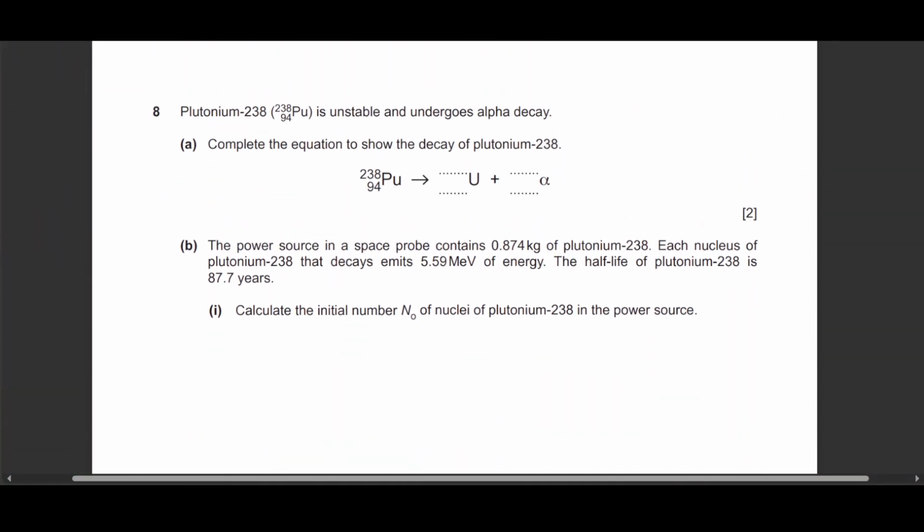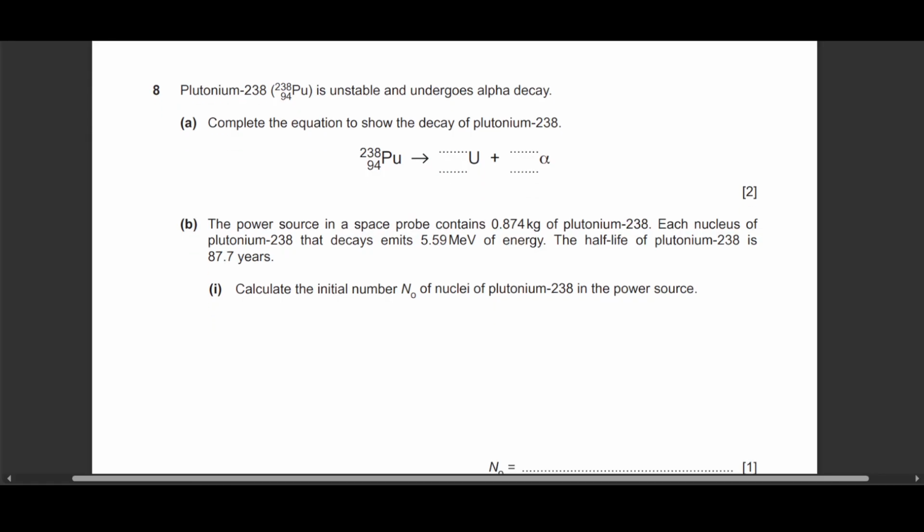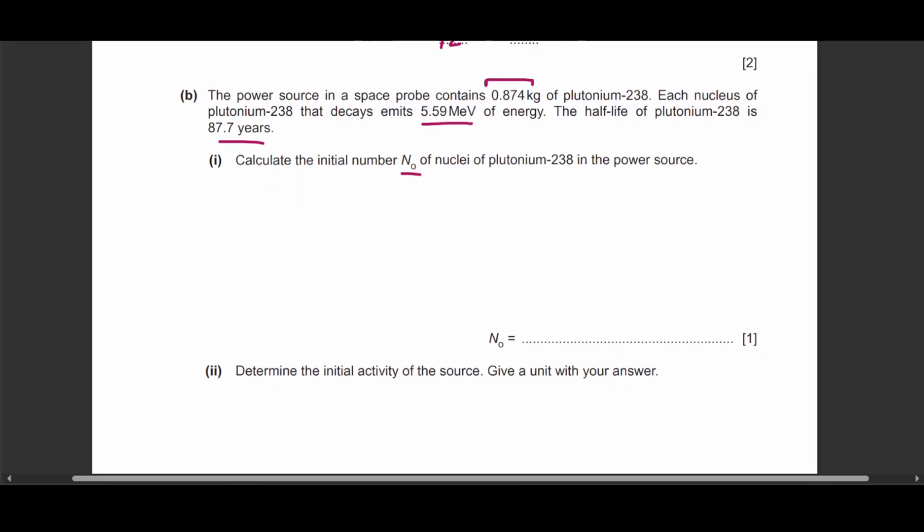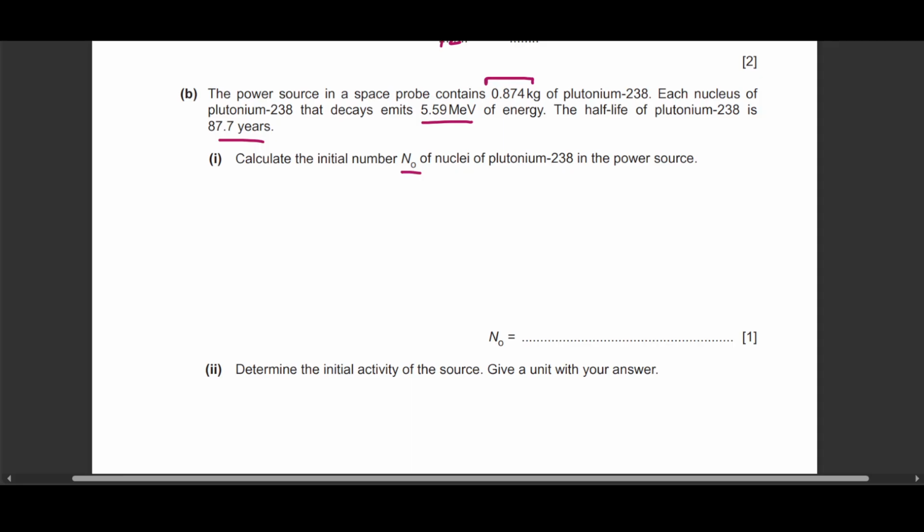Okay, moving on to the next question. So plutonium 238, complete the equation. Alpha is 4 2. This is from memory, and then we just subtract it. So this is going to be 234 minus 92. He says 0.874 plutonium, each nucleus decays and emits this much amount of energy and has a half-life of this one. Calculate the number of atoms of plutonium at the beginning.